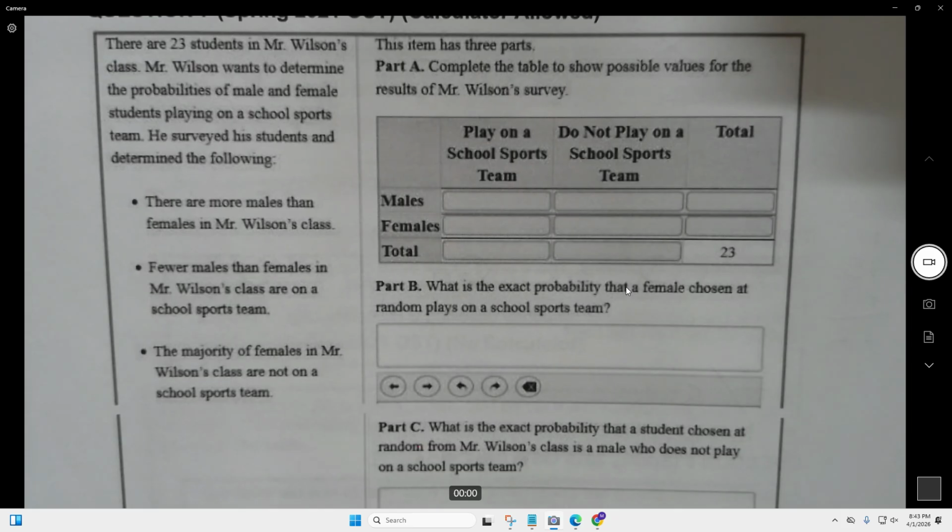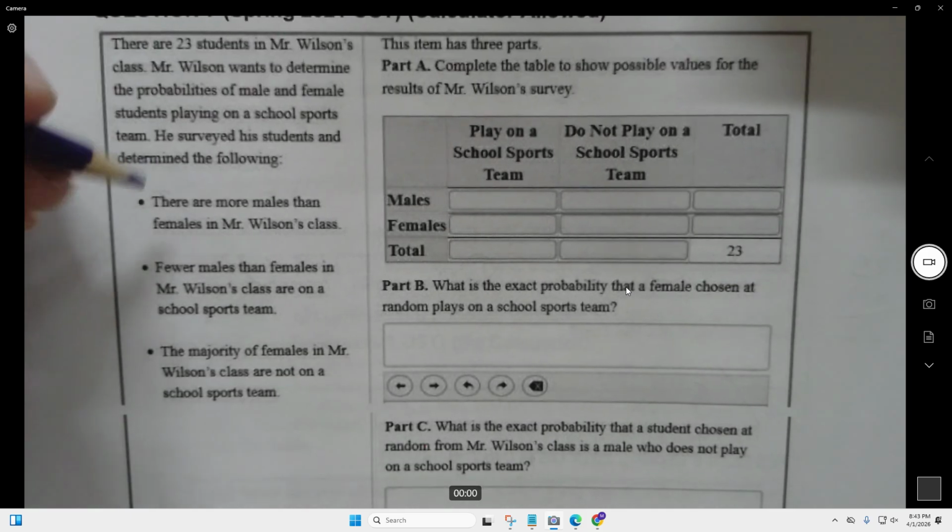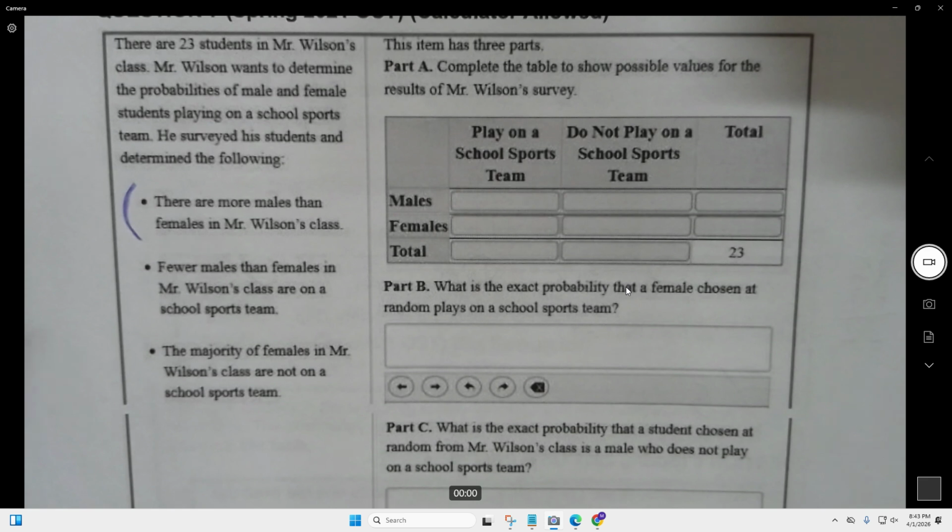So, they don't give you exact numbers here. They give you clues. There are more males than females in Mr. Wilson's class.